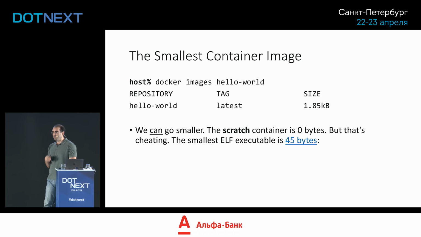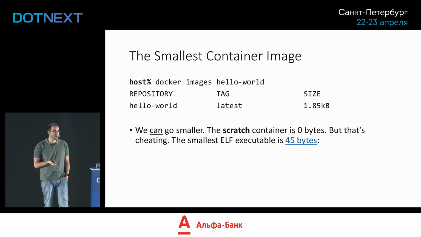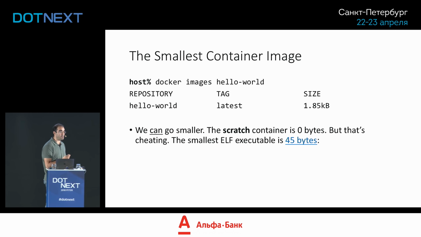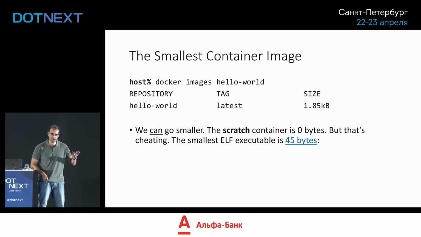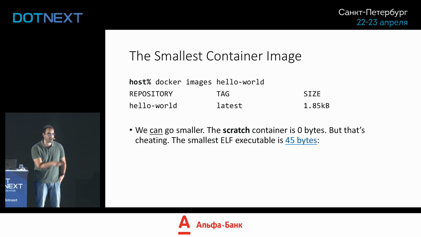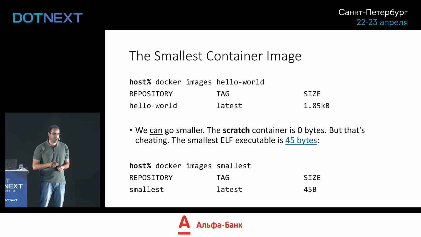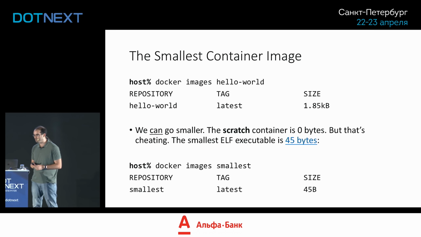So I was curious. First of all, there is a container image called Scratch, which is 0 bytes, which is what you use when you start building an image from scratch. But you can't run it, so that's cheating. But the smallest Linux executable that you can create, and it's quite an interesting blog post I linked here, is 45 bytes. So you can create a container image which only has that small Linux executable inside, and it will run, and it will successfully complete, and it's a 45-byte image.